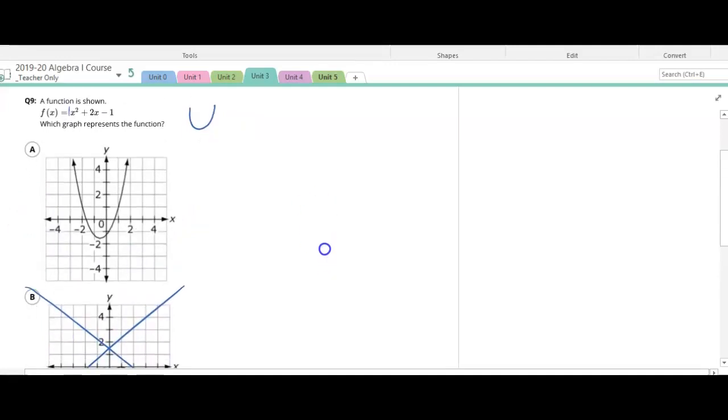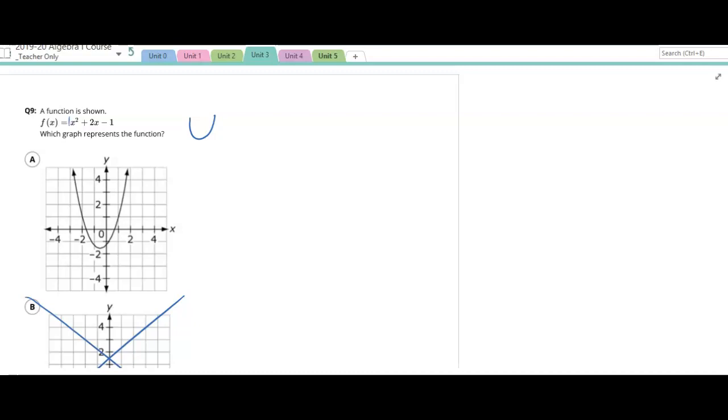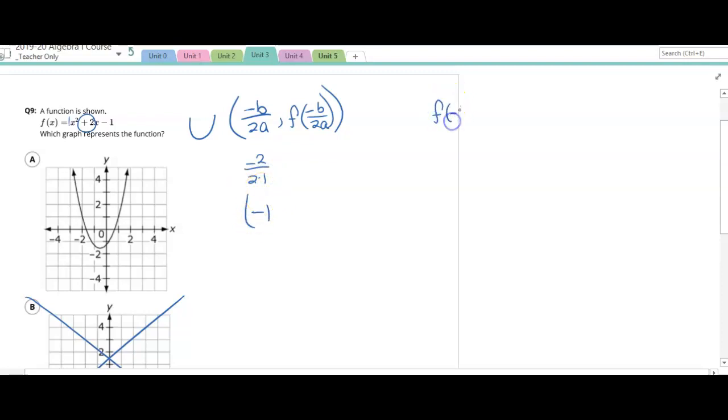Now we need to think about how this would look if we graph it. One option that would help would be to find the vertex of this. Vertex is going to be negative b over 2a, and then the function of negative b over 2a. If I take negative 2 over 2 times 1, that gives me negative 1. And then if I find f of negative 1, that would be 1 minus 2 minus 1, which equals negative 2. So I believe my vertex is at negative 1, negative 2, which would be right here, not here.